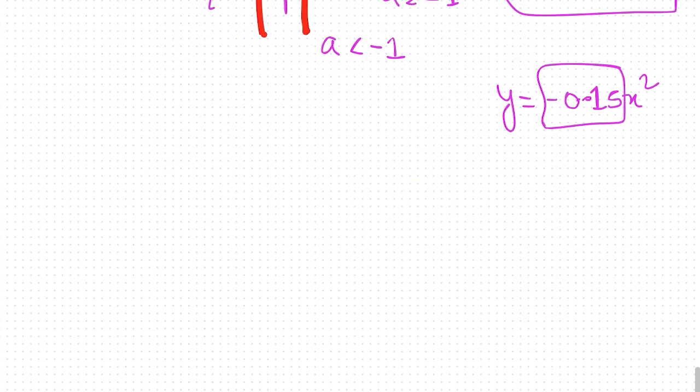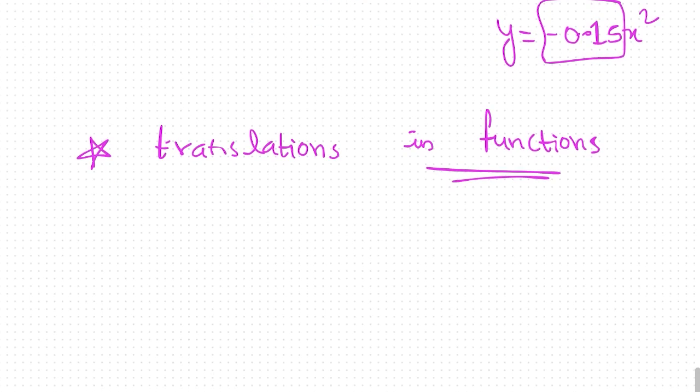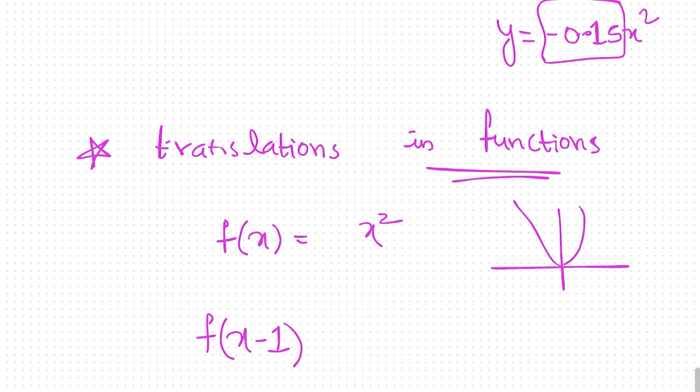So similarly, it is the same thing in functions also. Let's talk about translations first in functions, polynomial functions or whatever. Let's say f of x is equal to x square. What will be the graph of f of x minus 1? It'll shift over to the right side. So f of x minus 1, this is.